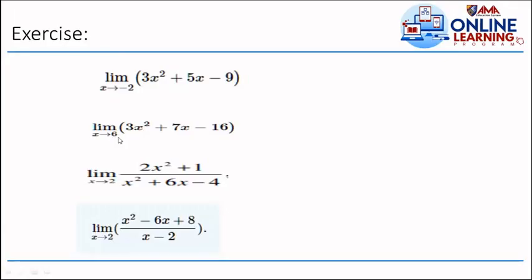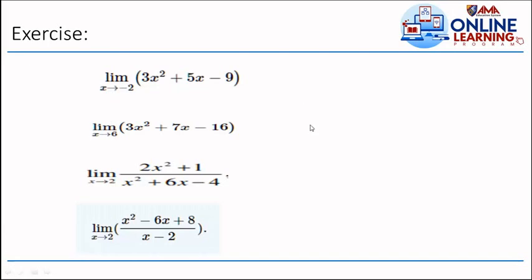Next, for number 2, limit 3x squared plus 7x minus 16. 6 squared is 36, times 3, we have 108. Plus 7 times 6 is 42. 108 plus 42, we have 150. Minus 16, we have 134.